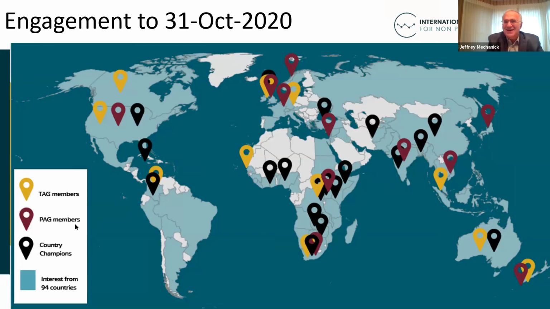The purple flag, on the other hand, shows members of the practitioner advisory group. So this would be Dorothea right now. And the black flags show the various country champions working to engage stakeholders in their countries to ensure their voices are heard. So this black here is Ivana.